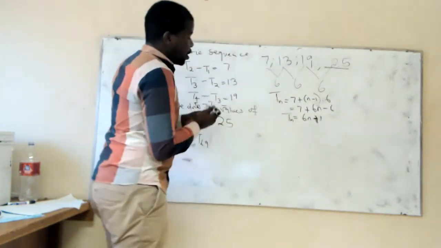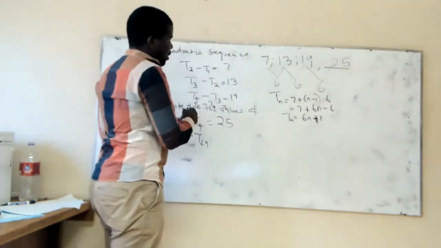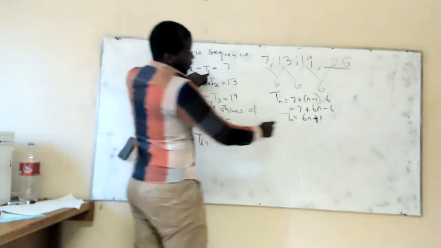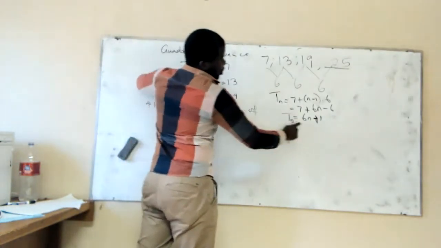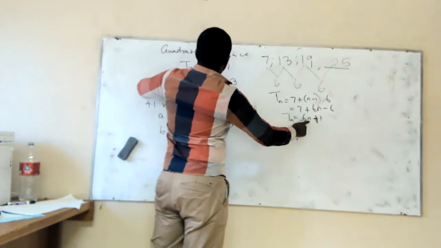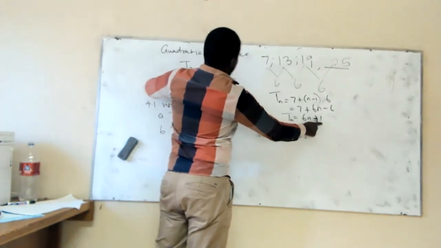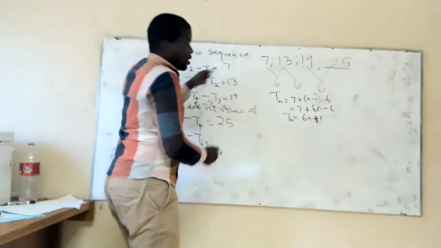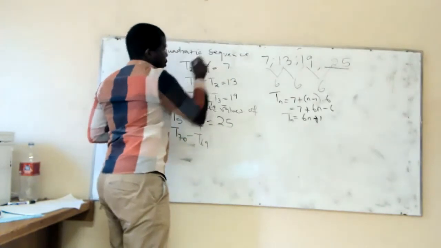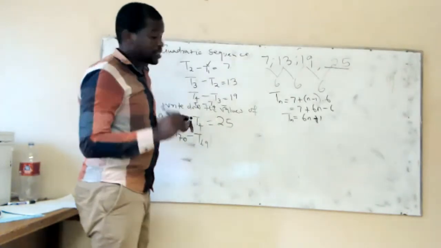Okay, now 2 is not working there. Let's go for 1. If we substitute a 1 here, do we get a 7? 6 multiplied by 1 plus 1 is a 7. Do you see that? So therefore, that term is the one that is correct. Let's test on the second one.